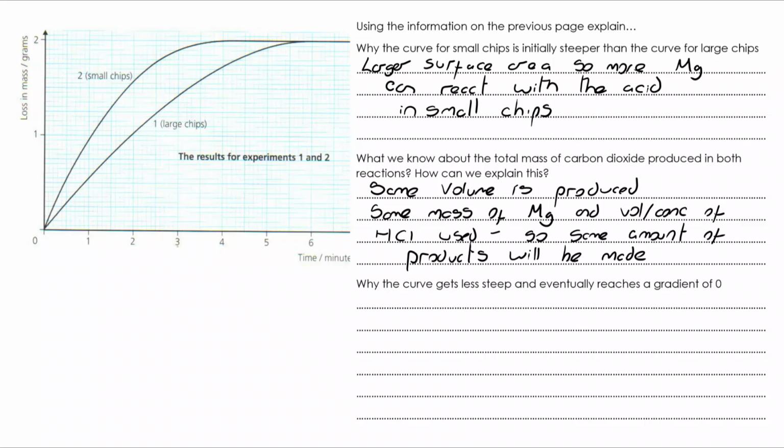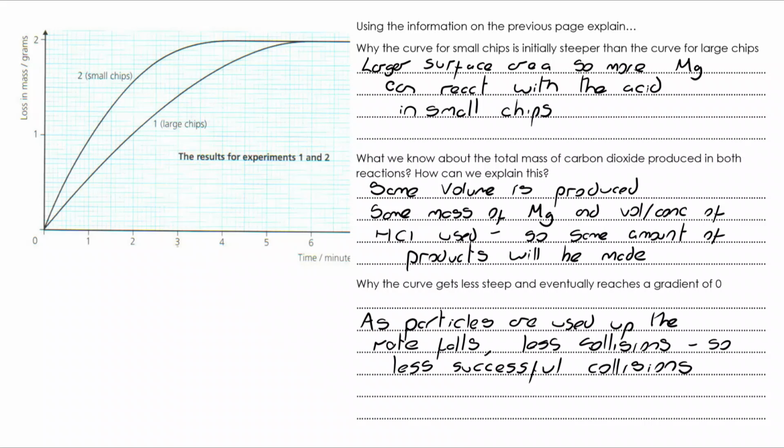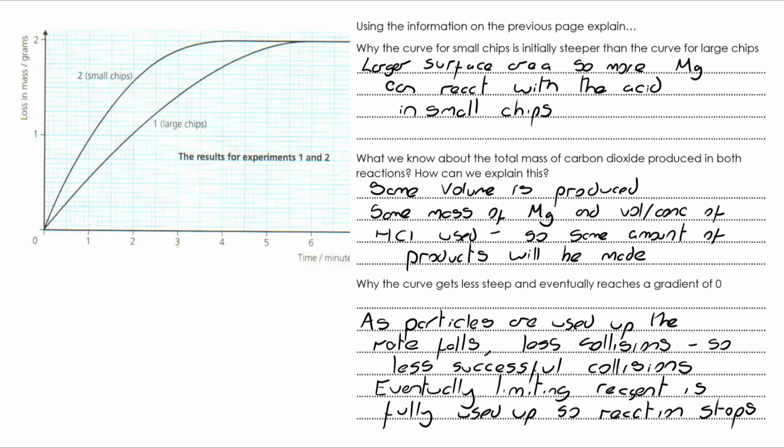Why does the curve get less steep and eventually reach a gradient of 0? Well, again, we've touched on this earlier within the lesson. As particles are used up, the rate falls because there are less particles to react, so there are less collisions, so there are less successful collisions. And eventually the limiting reagent is used up, so the reaction will stop at that point.